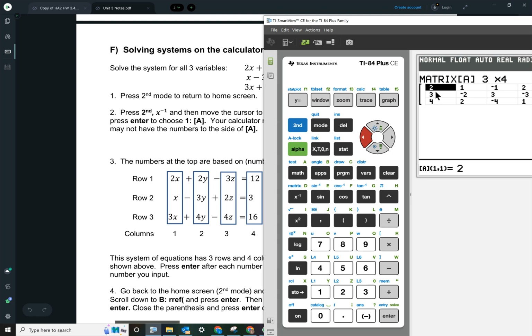So in that first space, I have a 2, and I know there's already one there, but I'm going to press 2. And then when you press enter, the cursor pops to the next one. So the next one over is a 2.